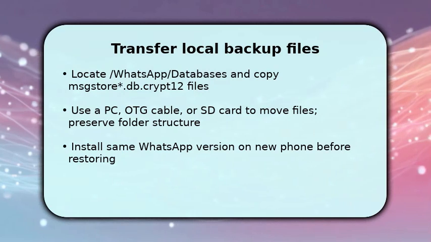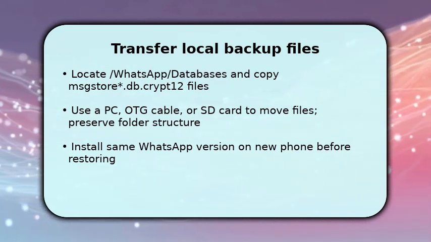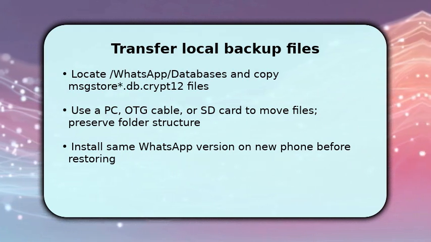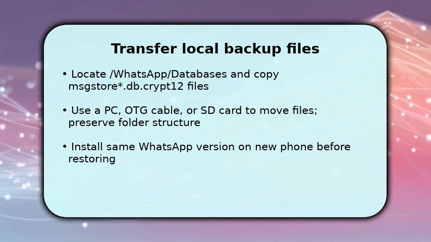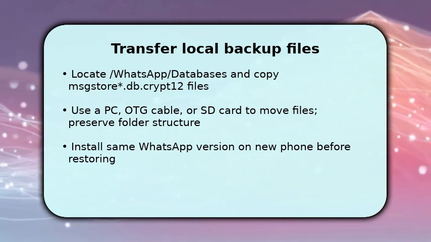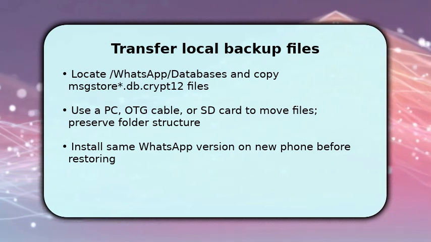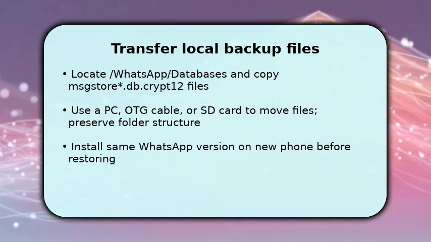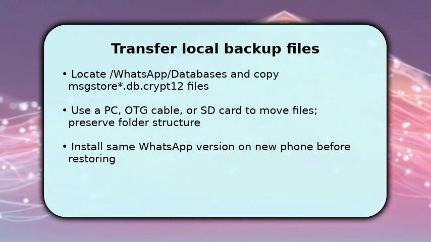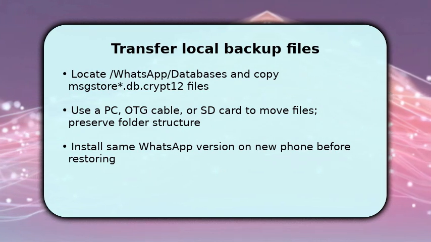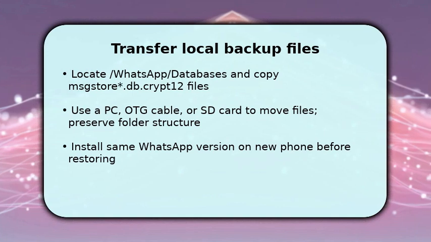Now you move the local backup files to the new phone. Locate the WhatsApp/databases folder and copy the latest msgstore.db.crypt12 file plus the entire databases folder. Use a USB cable to a PC, an OTG cable, or an SD card. Keeping the folder path identical matters so WhatsApp can detect it. Install the same or compatible WhatsApp version on the new device, but do not open it yet. Once the files are in place, you're ready to begin account verification.